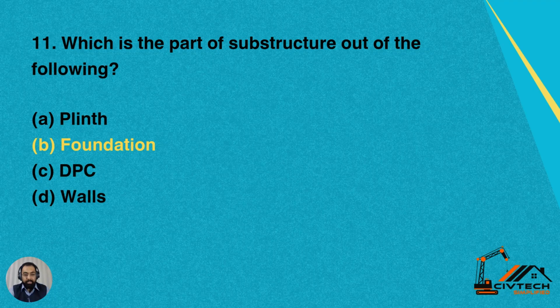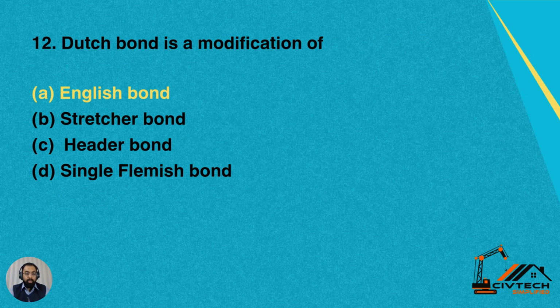Question number 11. Which is the part of substructure out of the following? Options available with us are A, plinth; B, foundation; C, damp proof course, DPC; D, walls. So out of these four, substructure is basically a structure which is in the soil. You can generally say not above the soil or the finished floor level. So it's option B, which is foundation. Foundation is always considered as substructure.